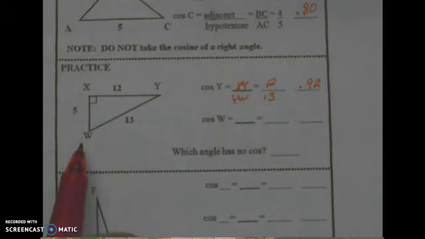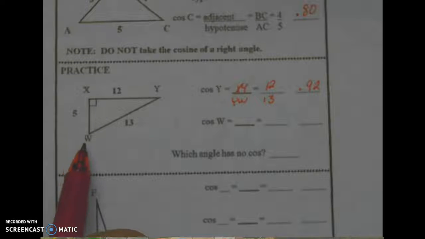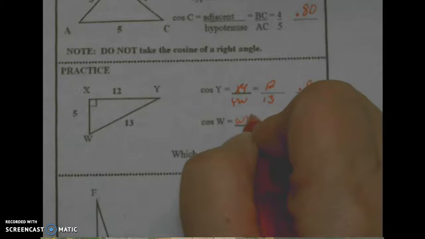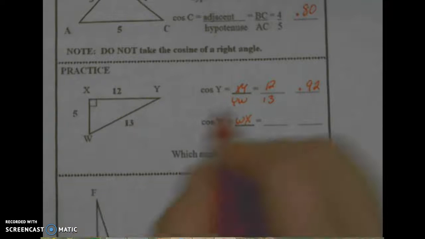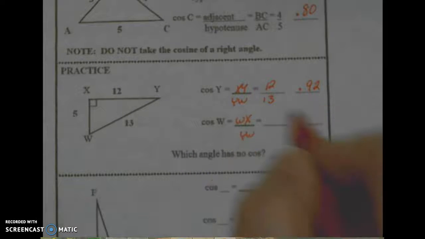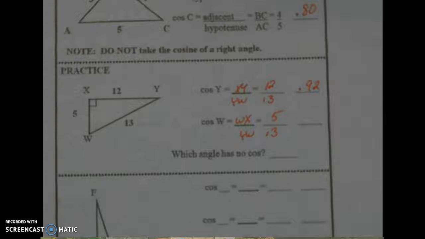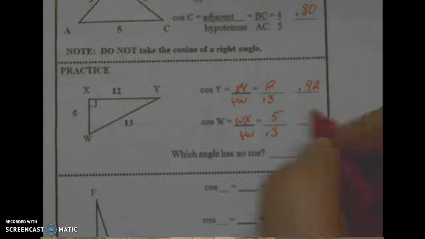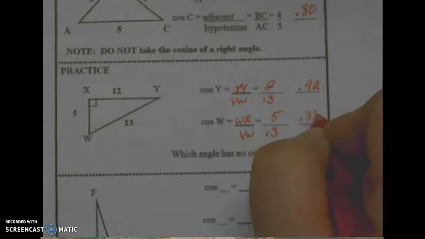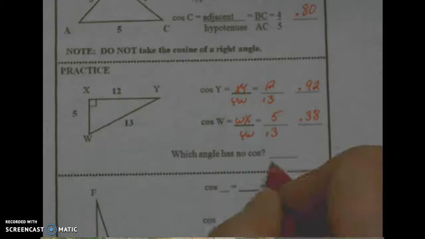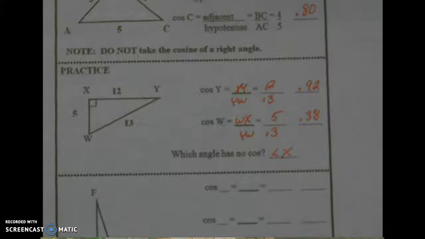If I want the cosine of angle W, I want that adjacent side, which is WX, over my hypotenuse, my YW. My adjacent side has a length of 5. My hypotenuse is still 13. So that fraction 5/13 is the cosine of angle W. If I express that as a decimal, I get 0.38. The angle that has no cosine, again, is my right angle, which is angle X.